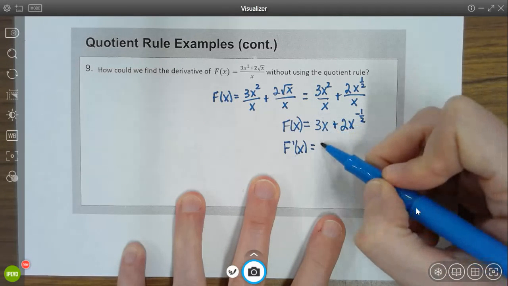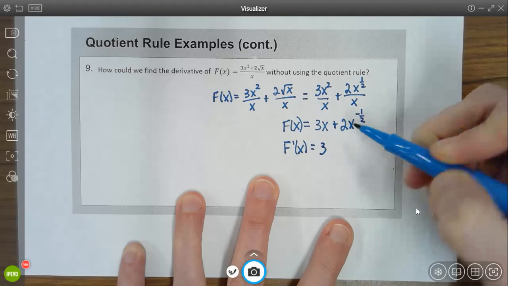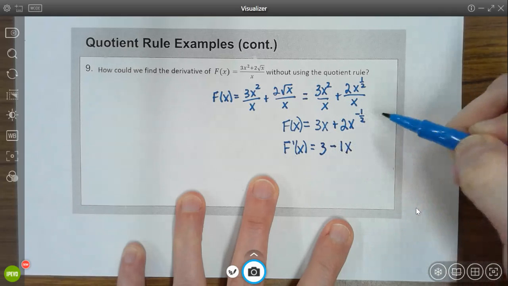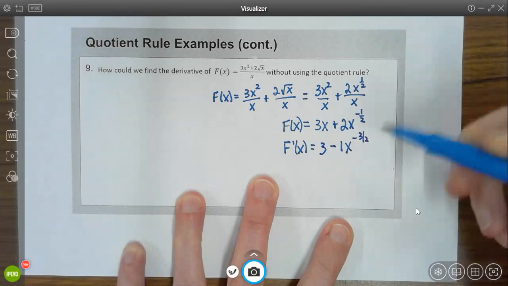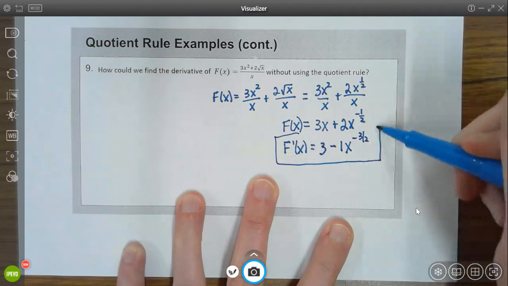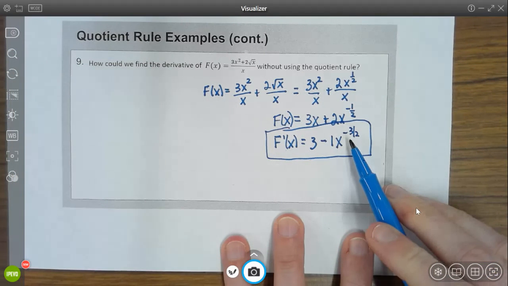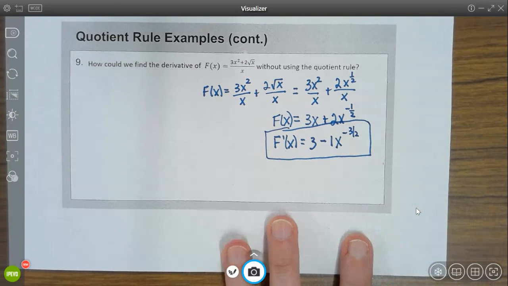So the derivative of 3x would just be 3. And in this case, I would multiply 2 times negative 1/2 to get negative 1x. And when I subtract 1 from that, it's going to go lower. Negative 1/2 minus 1 would give me a negative 3/2. And I would leave my answer just like that. I don't have to rewrite that back in radical format, and I don't need to rewrite this as a positive exponent in the denominator. I would just leave my answer like that.